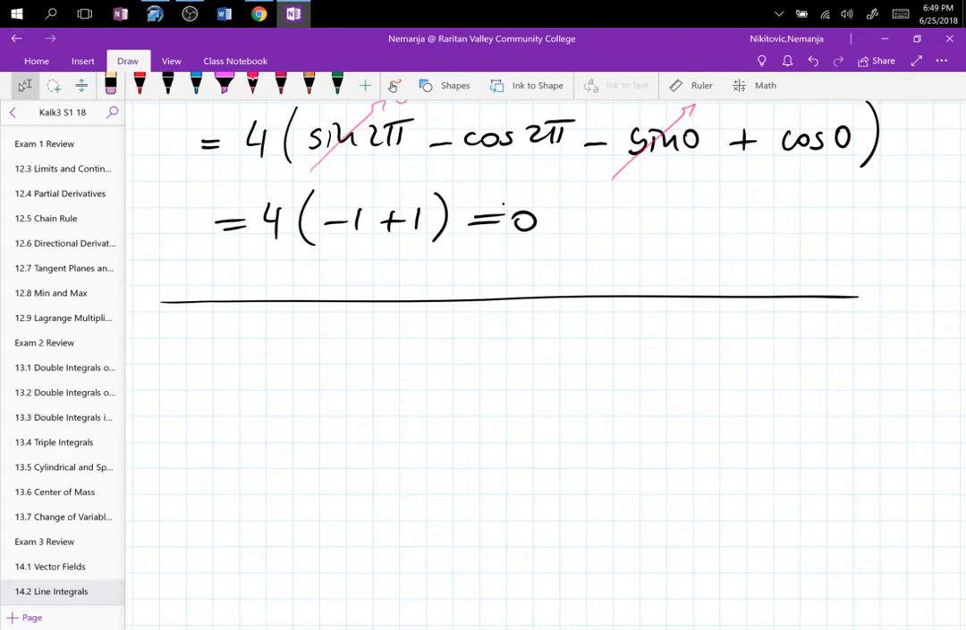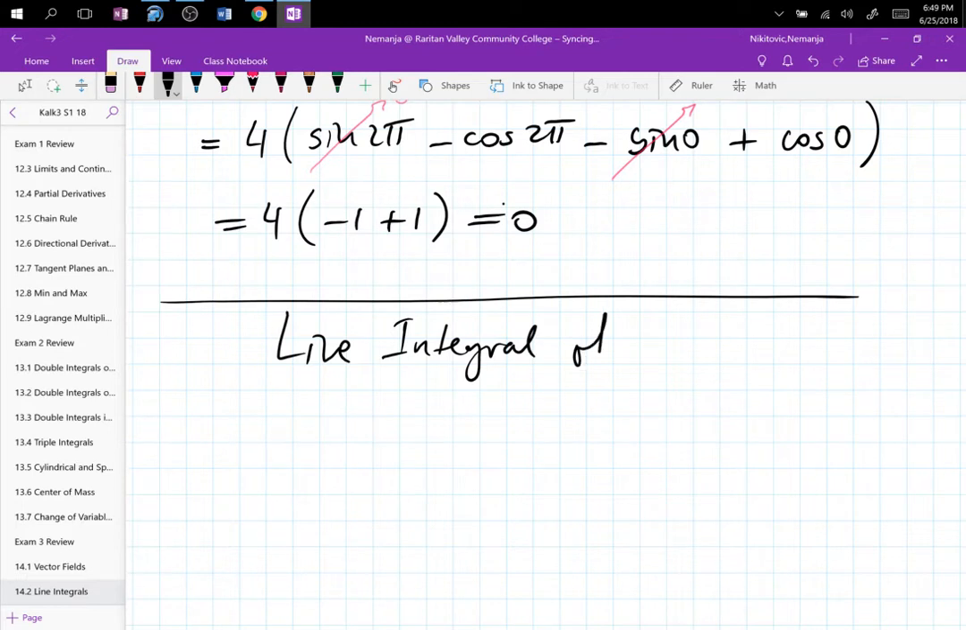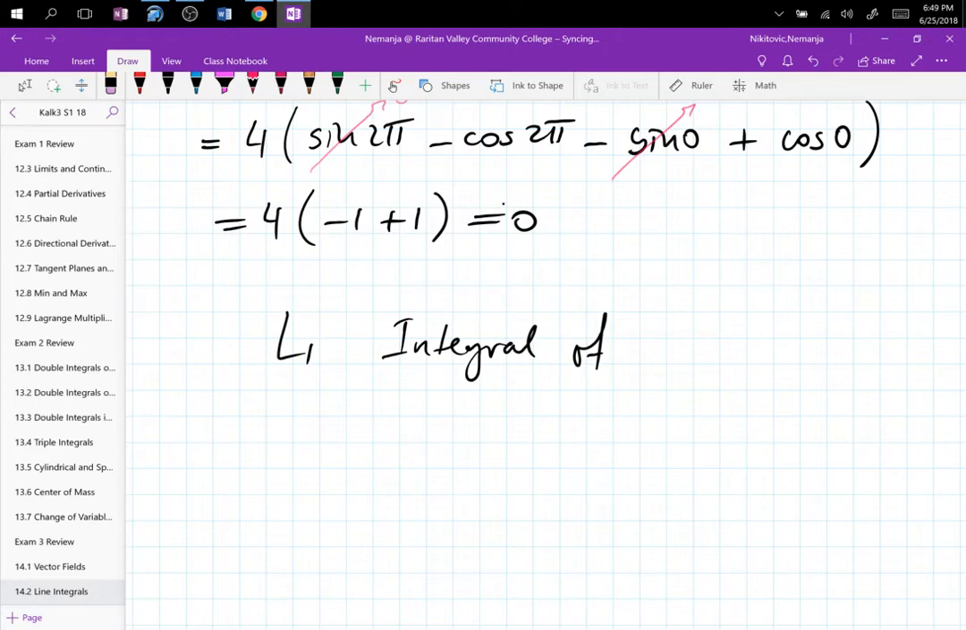So now, let's go with the definition, and again we are going to have the theorem of how to compute it. Title first. So we have the line integral of a vector field.